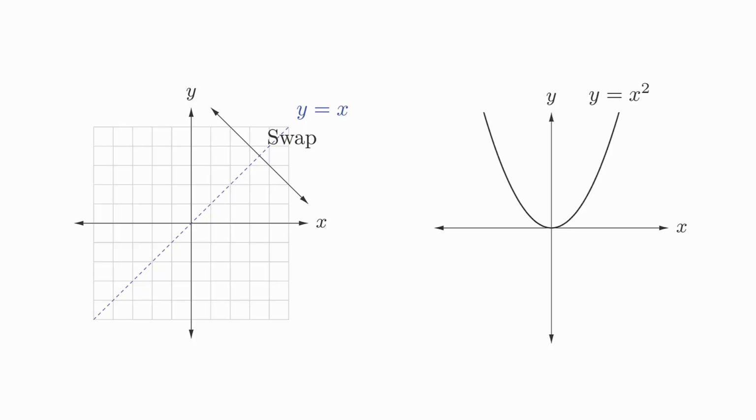For example, here's the graph of the function f of x equals x squared. When we look at the inverse, we get this picture. In order to make this into a function, we restrict the inverse to just the non-negative values. And this is how we get the graph of the square root function.